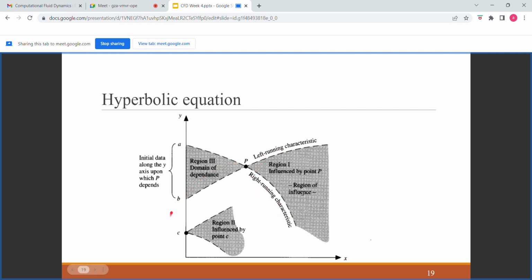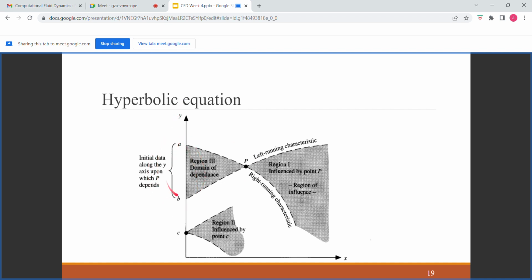So when we are extending it, we'll get a smaller domain. This is known as initial data. This one is the initial data points along the y-axis upon which the value at P initially depends, this region A to B.